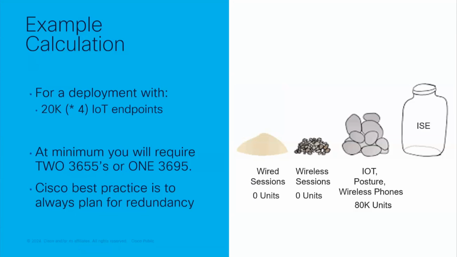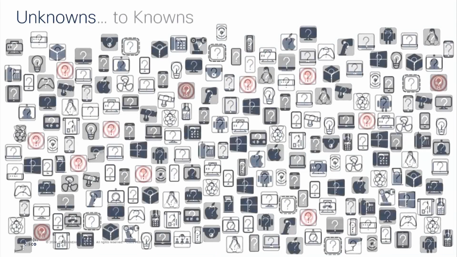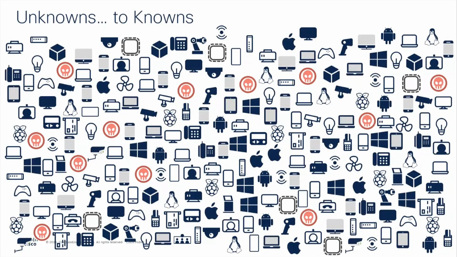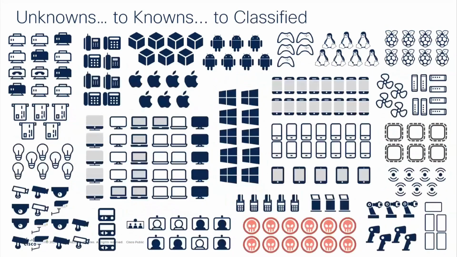That's fantastic. But what if I don't know what's out on my network? Because let's face it, the entire purpose behind ISE is to give me that capability to take unknowns and turn all those unknowns into known devices. And then eventually what I want to do is assign a policy that takes those known devices, puts them all into the same policies or same groupings, and essentially classifies them and applies consistent policy.